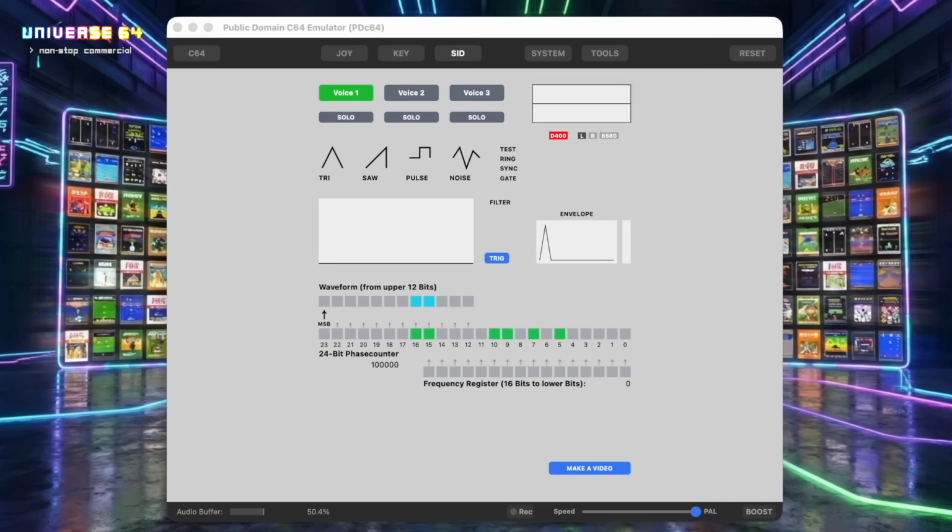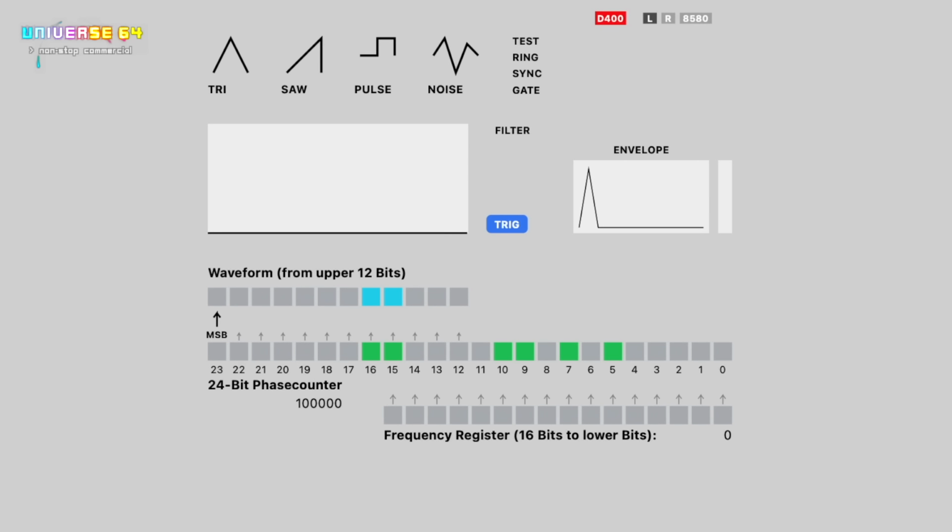Everything is built on the 24-bit phase counter. This is the heart of the Commodore sound chip. It is a quite simple principle. The phase counter is a counter that adds a predetermined 16-bit number, which can take values from 0 to 65,535, at every clock cycle.